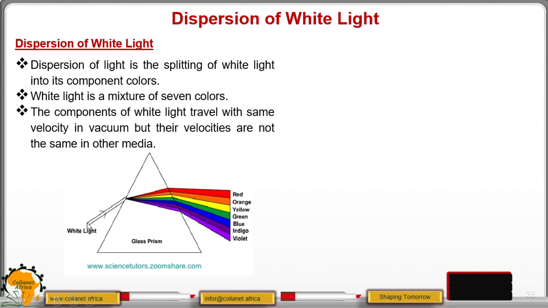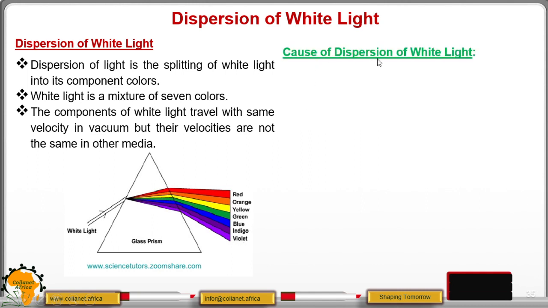You have white light coming from the source, moving with the same velocity, and therefore you can't even notice its components. But as it touches this interface, the velocity changes and there will be refraction. Remember, initially we said that refraction occurs due to change in velocity. Now, as the velocity changes here, for different colors the velocity is different, and that is why they are deviated differently. And by so doing, we have separated the 7 colors of the rainbow, starting from red, orange, yellow, green, blue, indigo, and violet.